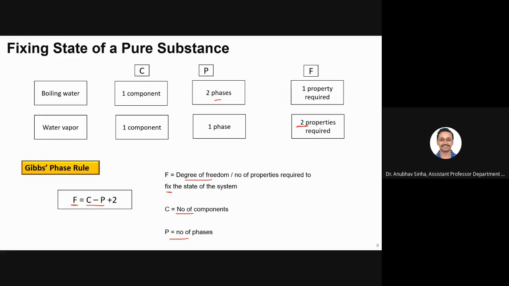Now let us see how this equation can be applied to these examples. C is 1 for both of them, and P is 2 for two phases, 1 for one phase. How many properties are required? 1 and 2. So here you can see C minus P plus 2 is equal to F. Is this okay? Yes, sir.